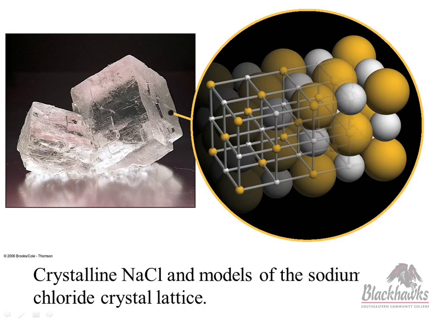Okay, so this is just a still image from your textbook, kind of showing you ionic compounds. They have these smooth surfaces, and they're breaking off and showing you the face of the crystalline lattice structure.